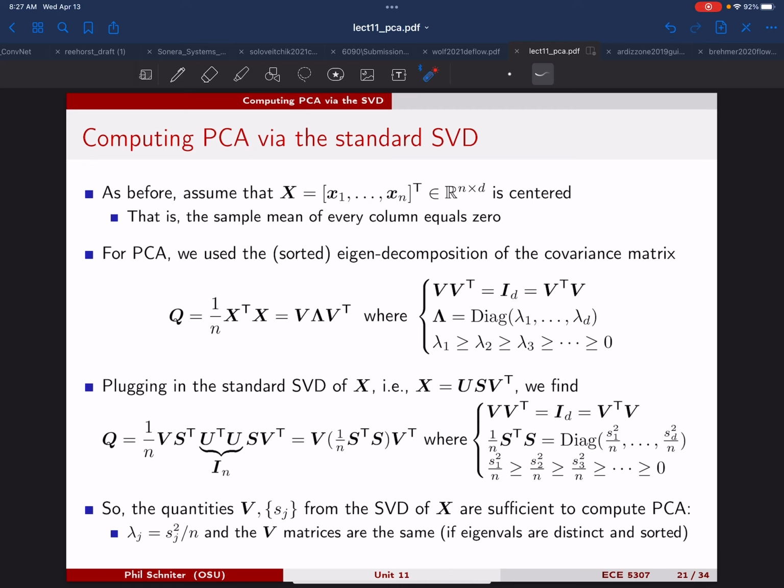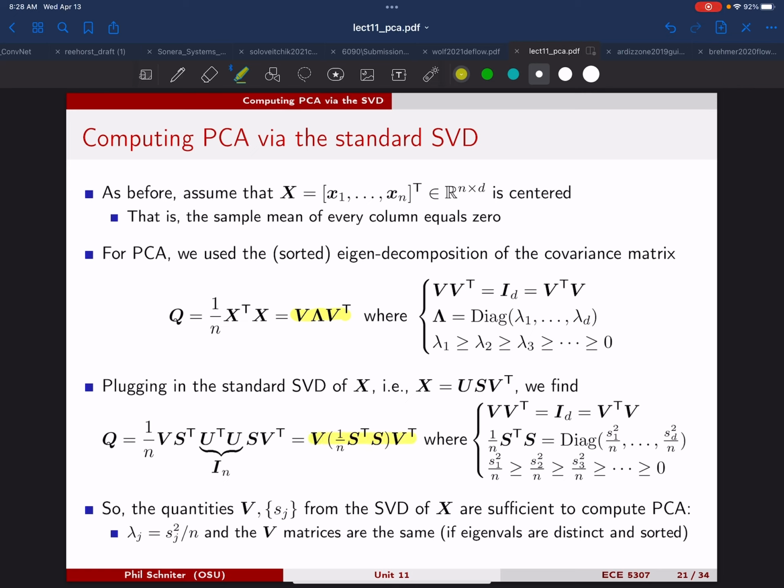Okay, so let's say that I take this equation here and I plug in the standard SVD. So I plug in U S V transpose for X. That means X is going to be U S V transpose, and X transpose will be V S transpose U transpose. The first thing we see is that we have this U transpose U quantity, which, because in the standard SVD this is an orthogonal matrix, is guaranteed to give us identity. And so we can basically forget about it. Then, just for interpretation, we move the 1 over n into the center. And the point is that now you can see a direct correspondence between this eigen decomposition and this one here.